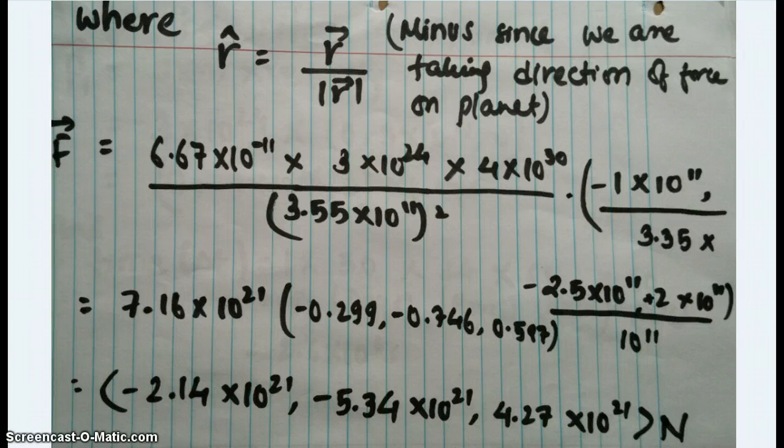Now since we have already used the minus, let me take a moment to explain why. The minus is there since we are taking the direction of the force on the planet. We're not taking the force of the planet on the star, but the direction of the force on the planet, which is why we use a negative sign. So we calculate our F, and we get negative 2.14 times 10 to the power 21, negative 5.34 times 10 to the power 21, and the z component 4.27 times 10 to the power 21 newtons.